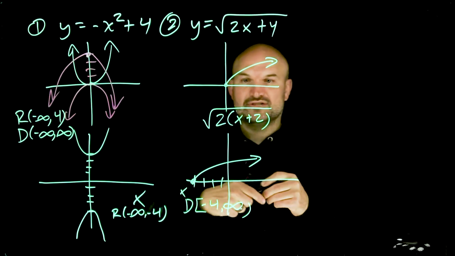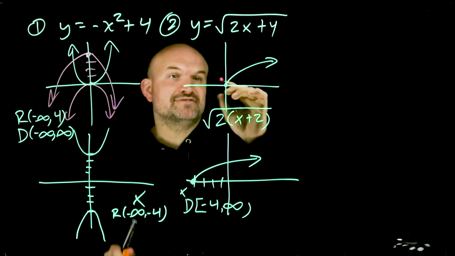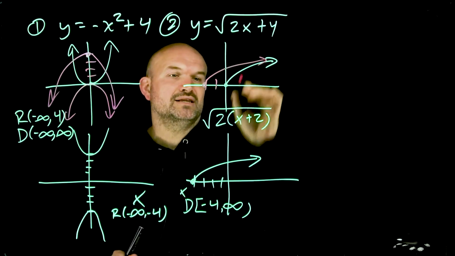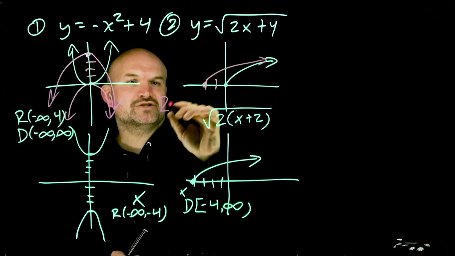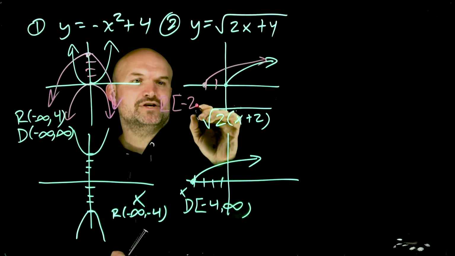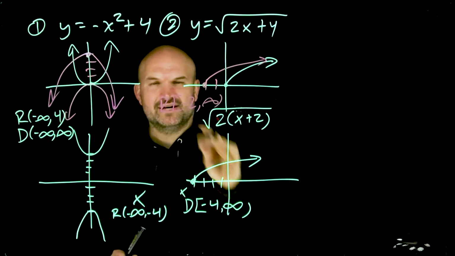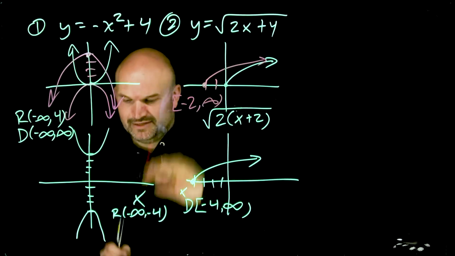The domain is going to be 2 units to the left. So you're only going to go 2 units to the left. So that means my range is going to be from negative 2 to positive infinity. I'm sorry, not my range. My domain is going to be that.